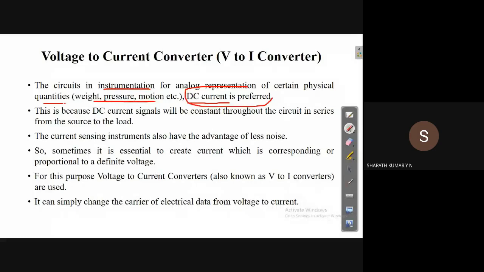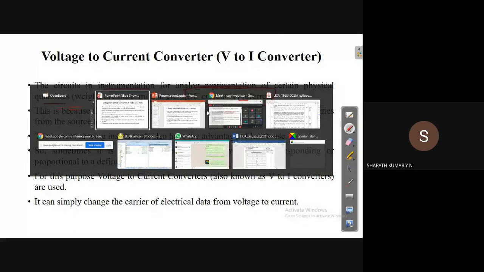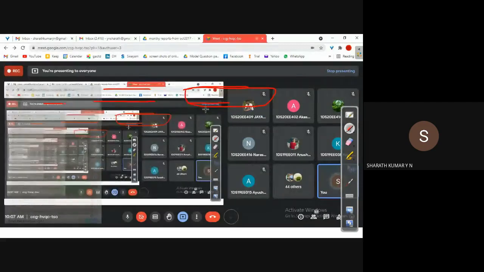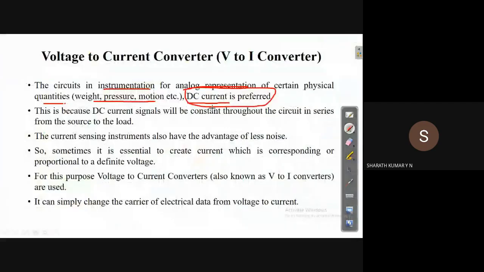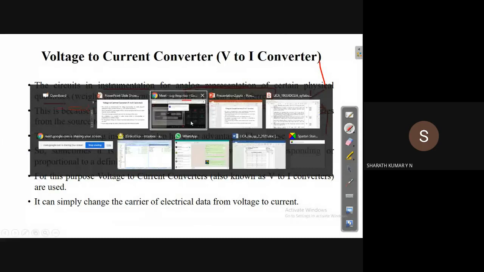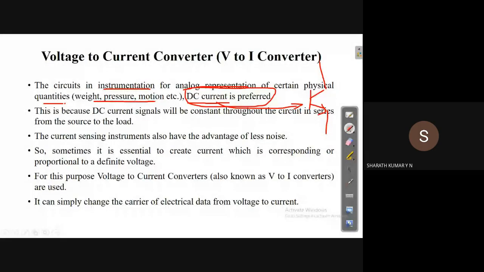So what is the purpose of DC current? Because DC current, in fact, is necessary for the biasing of the transistors. The basic intention of DC current will be to bias the transistor, whether it can be a BJT or a MOSFET or op amps. So DC current is a must for biasing, we cannot go for AC. So DC current is important.